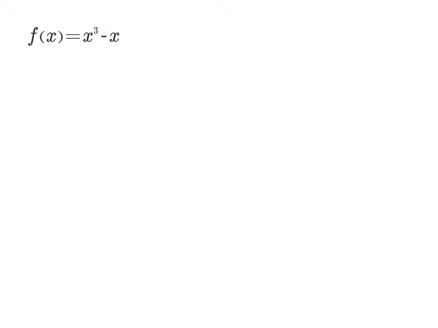Determine whether the function is odd, even, or neither. If it's even or odd, use symmetry to sketch the graph. So if you remember, just like the last video, if I plug in a negative x and I come out with the same function, it's going to be even. If I plug in a negative x and I end up with the negative of that function, it'll be odd.